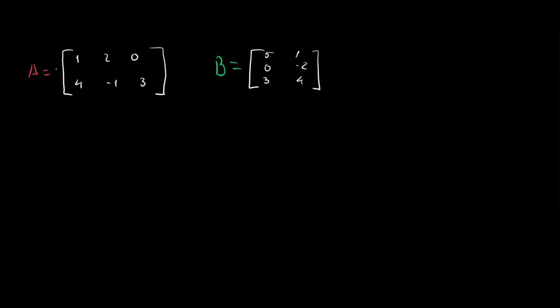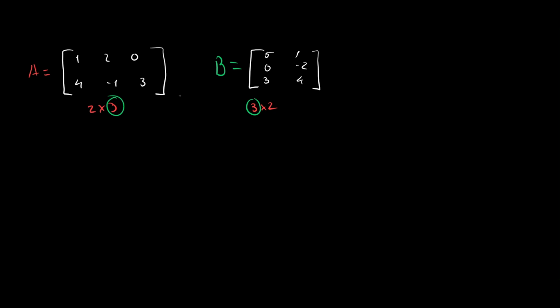Okay, so we have matrix A and matrix B. First, we have to check if we can multiply them. Matrix A has 2 rows and 3 columns, and matrix B has 3 rows and 2 columns. The number of columns in matrix A equals the number of rows in matrix B. The inner numbers are the same, which means we can multiply these two matrices.